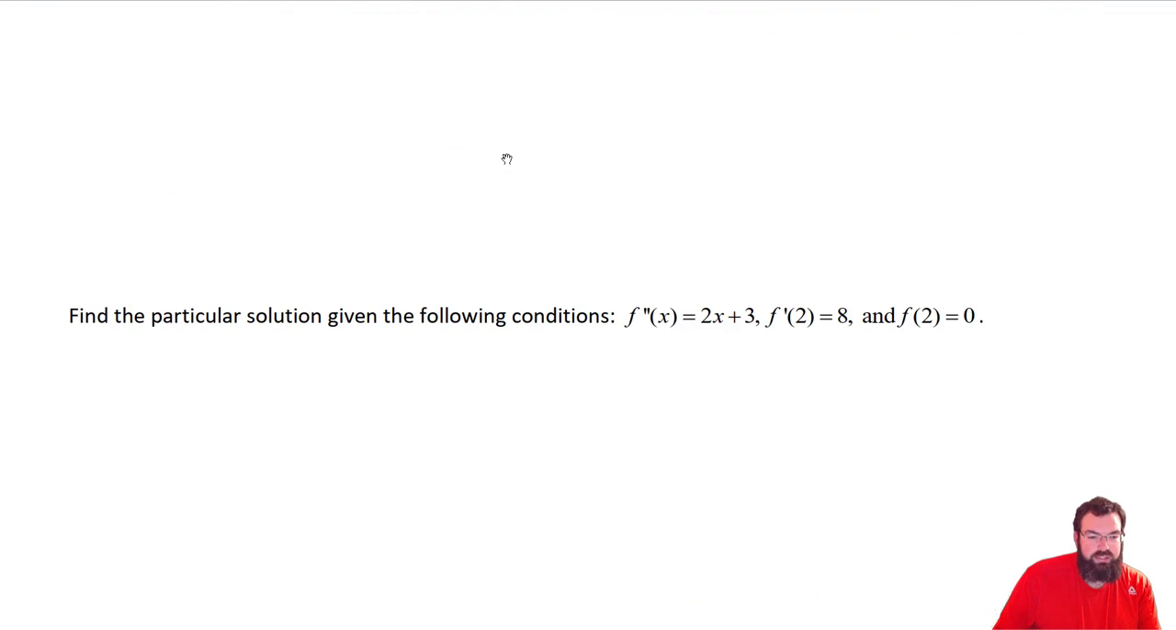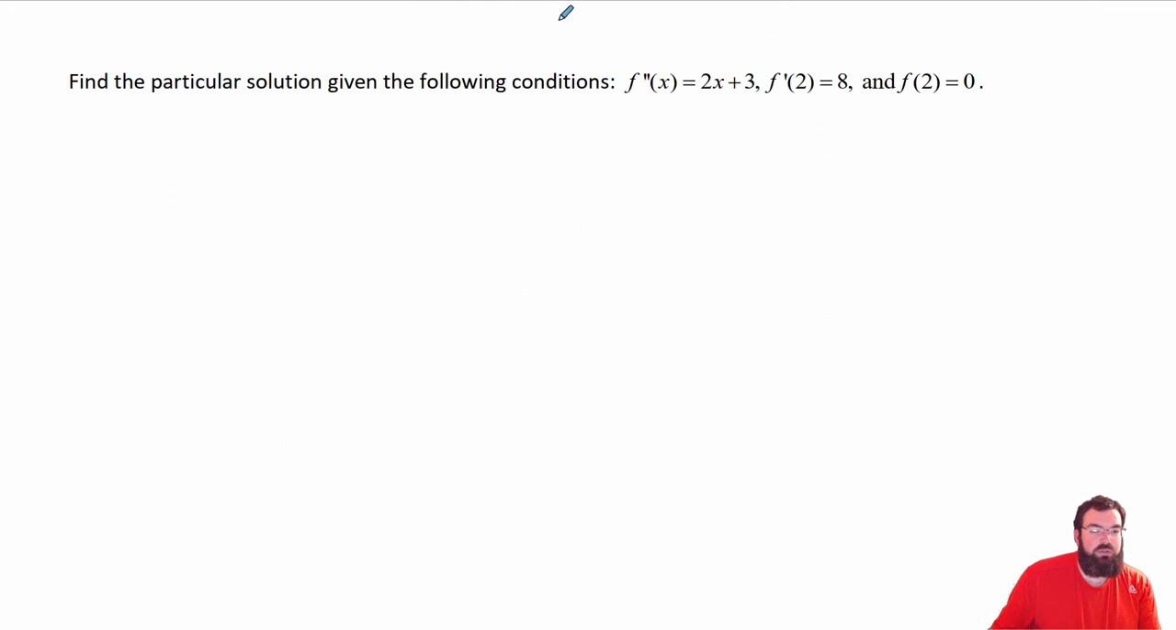Let's get into the next one. Find a particular solution given the following conditions. Oof, this is going to be amazing. So we know that the second derivative is 2x plus 3. We know there's an initial condition with the first derivative and then an initial condition with the original function. And so I want to make sure that I'm able to find out my original function.